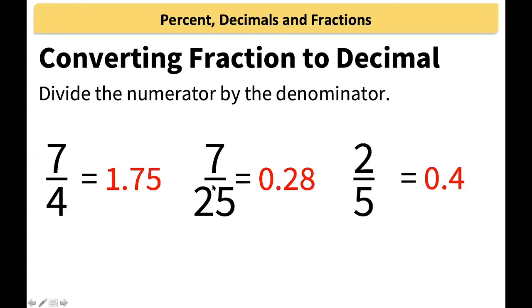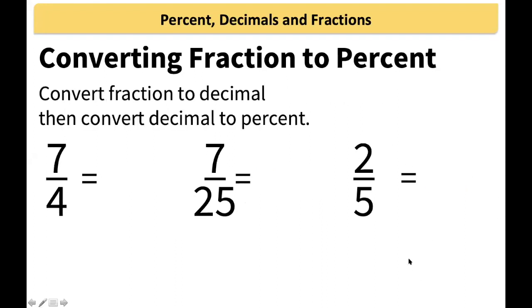Itong 7/25 naman, yung 25 is just 1/4 ng 100 mo. Or meron kang apat na 25 sa 100. So, 7 times 4, that's equal to 28. Tapos 2 decimal places kasi 100. Mga ganong technique lang. Alright?